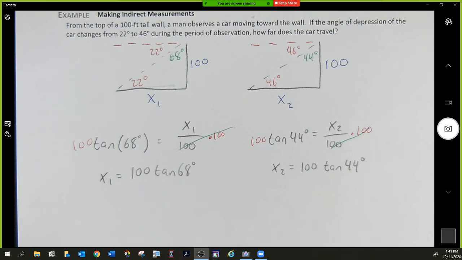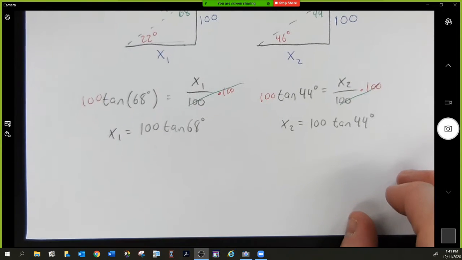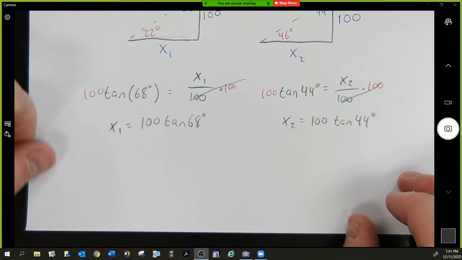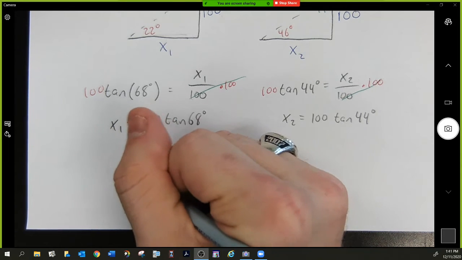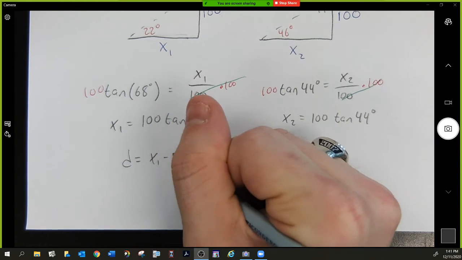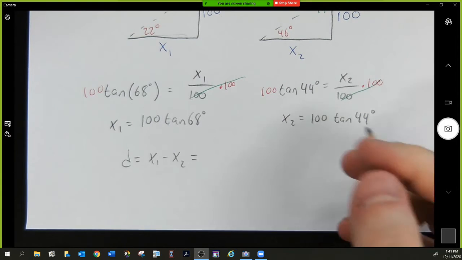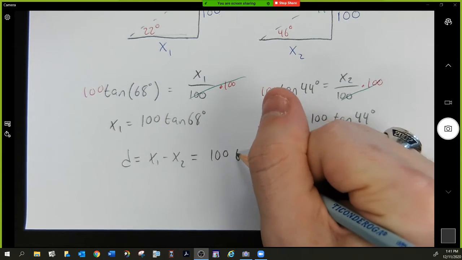So you want to know how far these things traveled? You just do x1 minus x2. Because x1 is going to be the longer side. You know, the car was farther away. It clearly said it was driving towards us. And as long as you're using a graphing calculator to calculate this, it will be very, very easy to do. So our distance is x1 minus x2, which is 100 tangent 68 degrees.